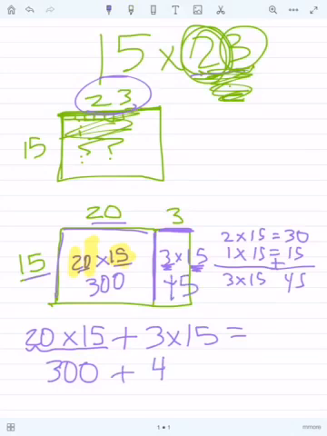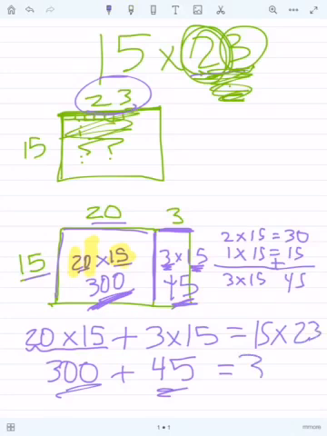So add that together. My 300, my partial products, I did 300 plus another 45. And there it is. I got my 15 groups of 23. That gives me 345. Cha-ching!